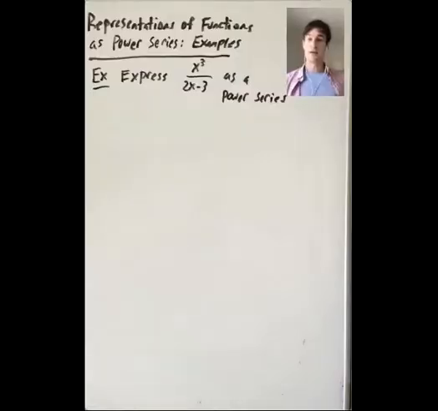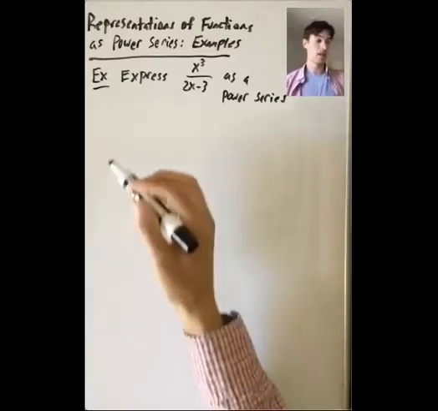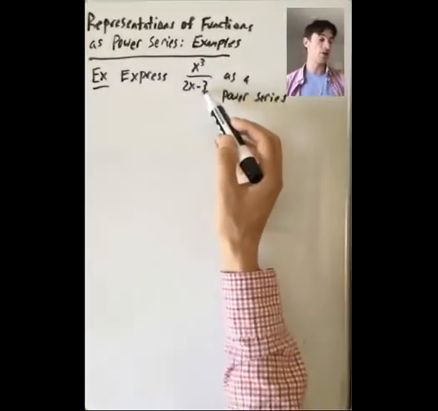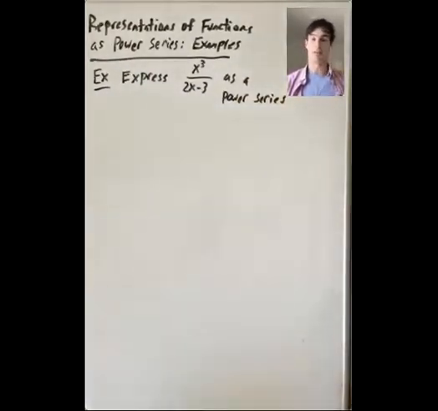In this video, we'll see two examples of the type that we started in the last video, where we start by knowing how to write 1 over 1 minus x as a power series, using the geometric series example that we know, and using that power series representation of a function to write other functions as power series. So here's our first example. Let's express x cubed over 2x minus 3 as a power series.